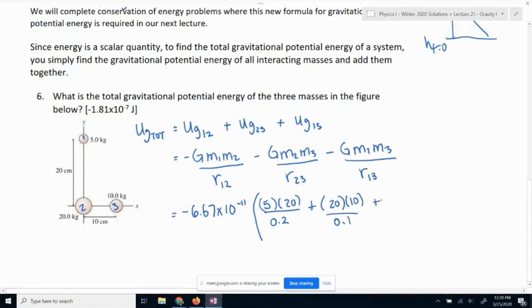And then plus mass 1, which is 5, times mass 3, which is 10 kilograms, over the distance between them. How am I going to get this distance here? Pythagorean. Yeah, good. So it should be the square root of 0.2 squared plus 0.1 squared.